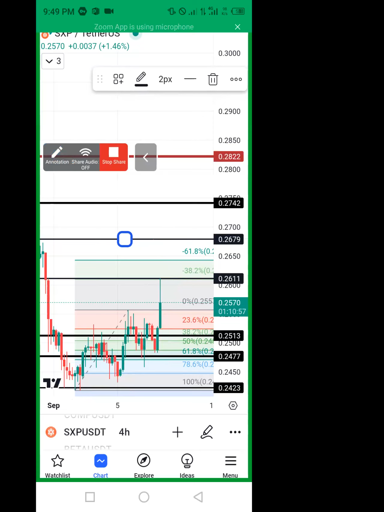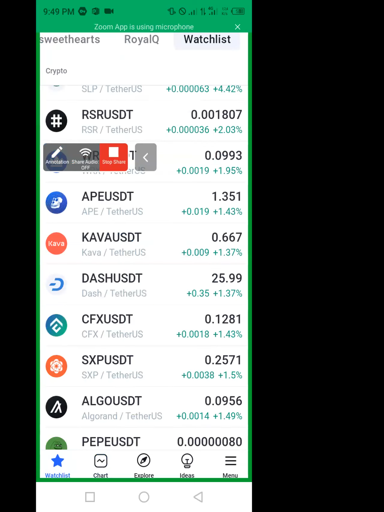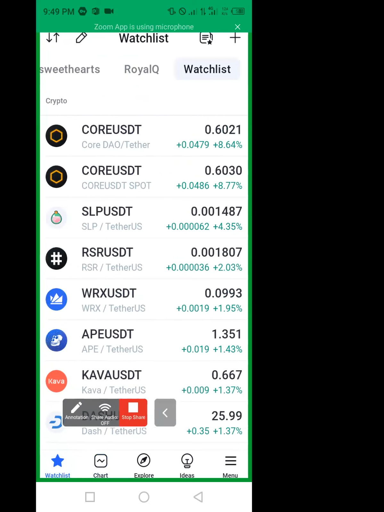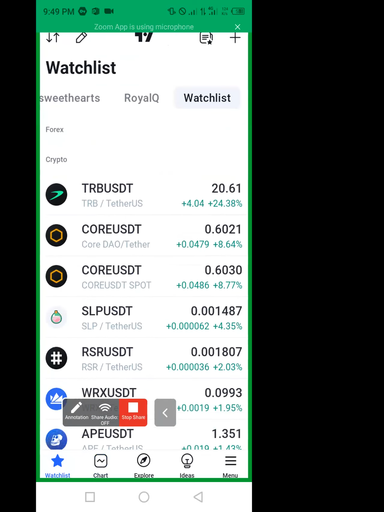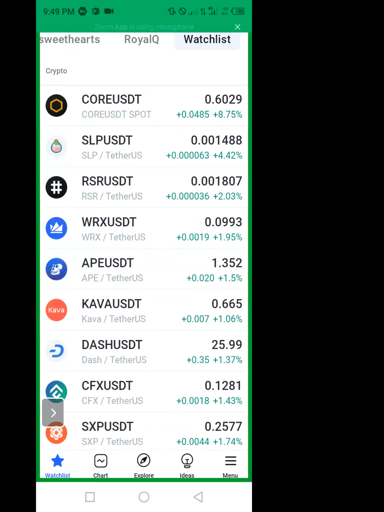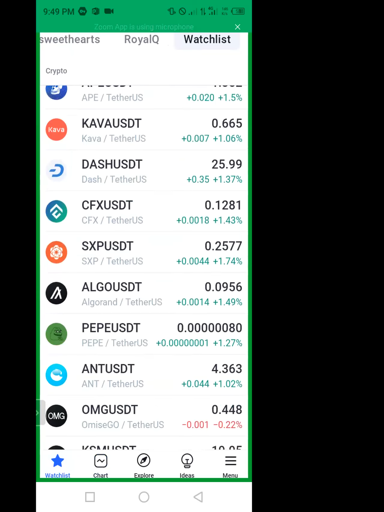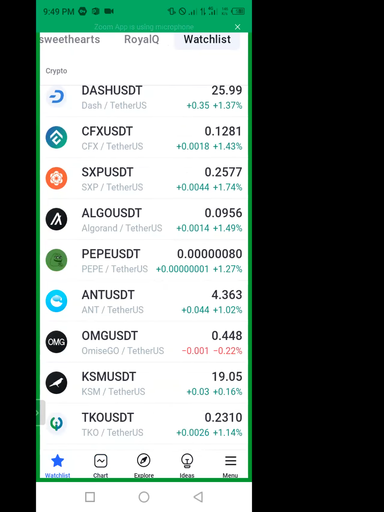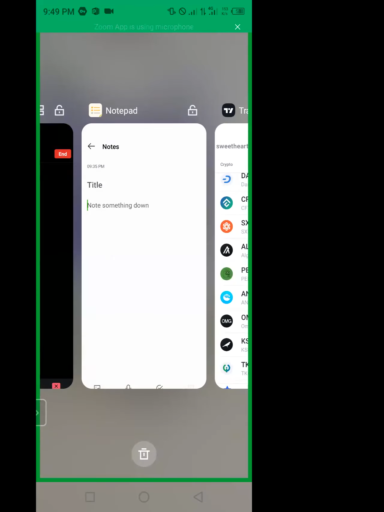Okay. We are not going to use this one. Let's use another coin, because that one I'm following, and I don't want to use it because I would have to delete all my trend lines and so on.